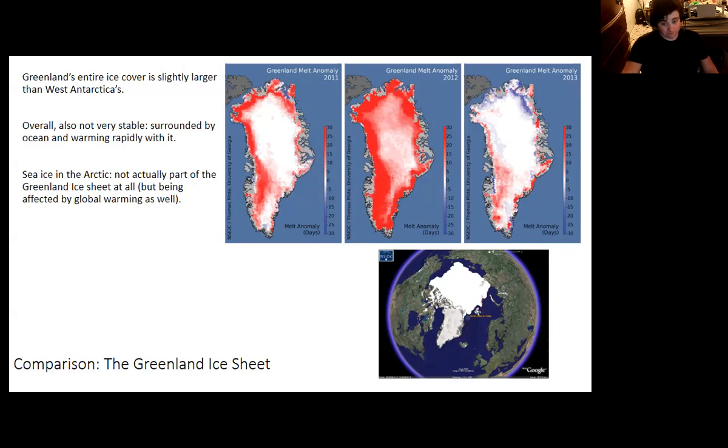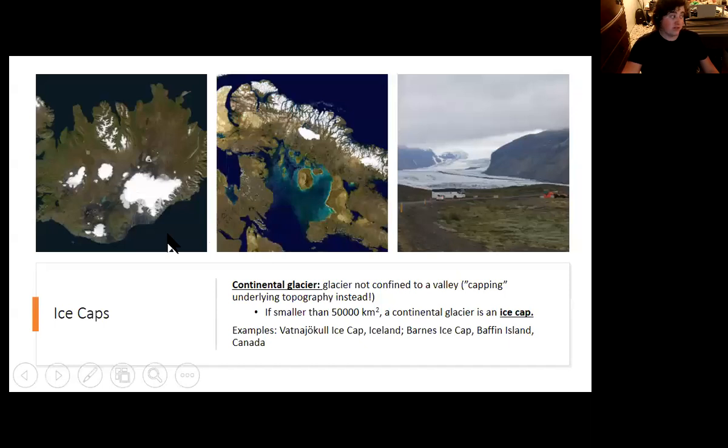Now, if you look closely here, you might see a little splotch of ice in Iceland, which is kind of ironically named because there's much less ice covering the island of Iceland than there is the continent of Greenland. Anyhow, the tiny white dots blown up here are what's known as ice caps. And ice caps and ice sheets are two separate types of a broader category of glacier known as continental glacier.